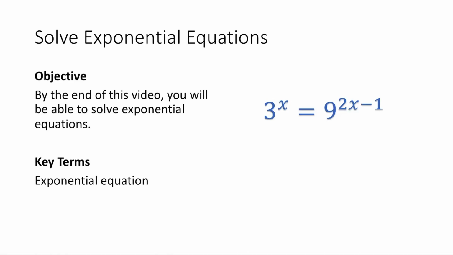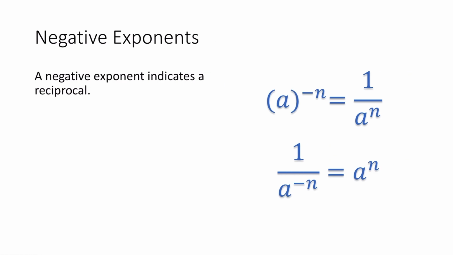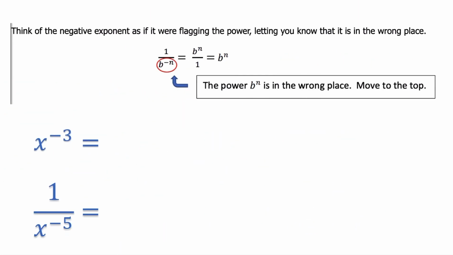So in this video, we're going to talk about how to solve exponential equations. A negative exponent indicates a reciprocal. If you have a to the negative n, that's going to be represented as 1 over a to the n. If you have 1 over a to the negative n, that is going to be a to the n.